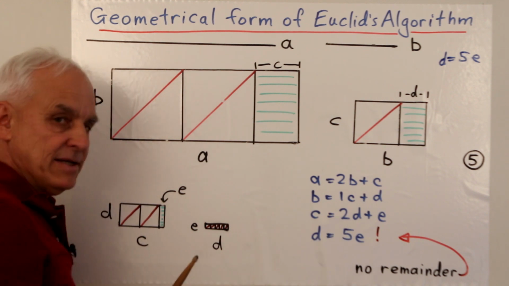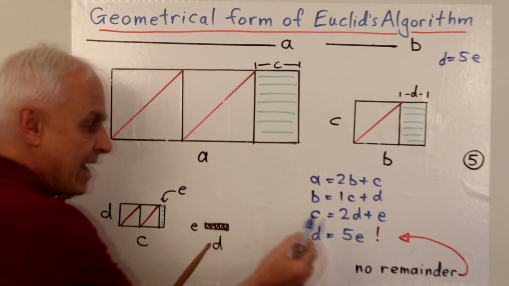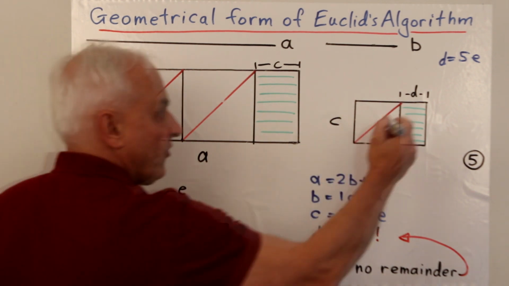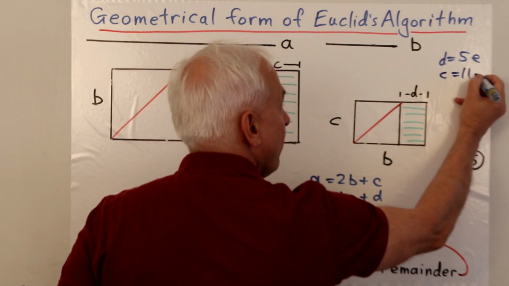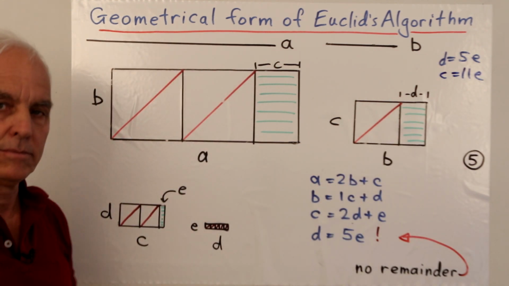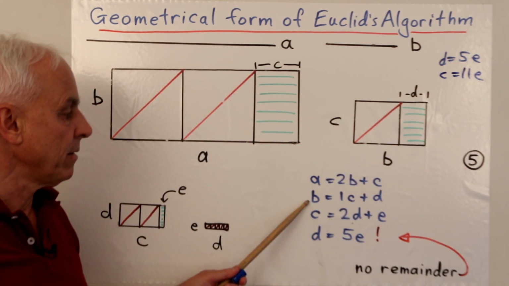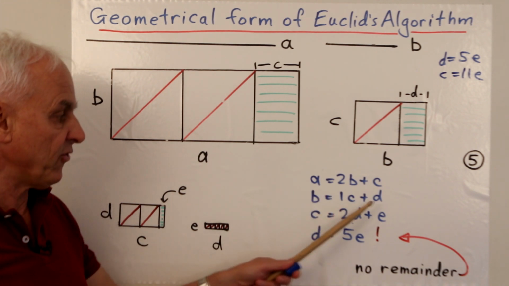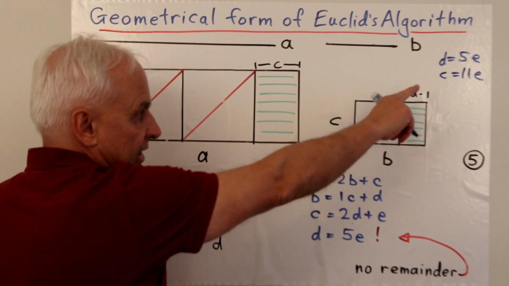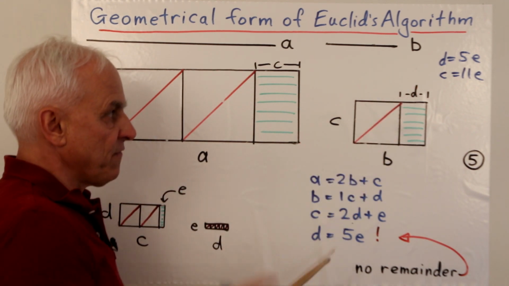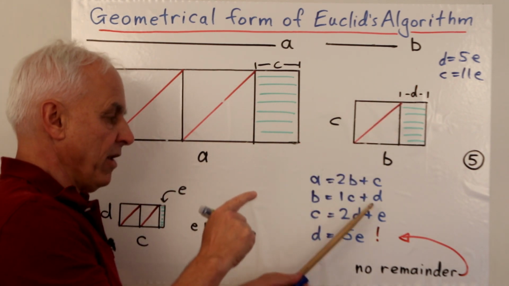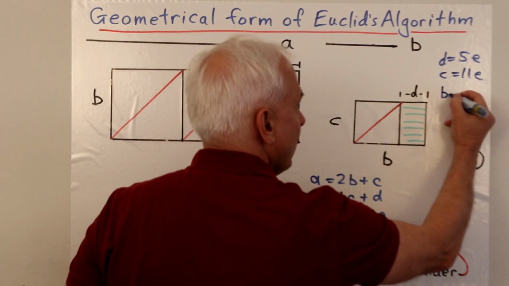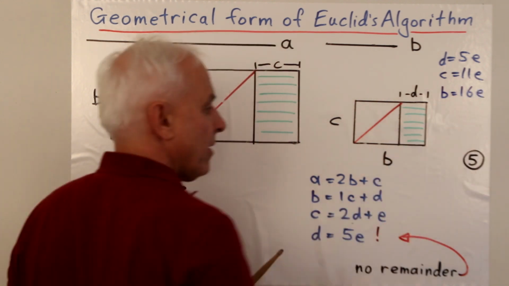D is equal to 5E. So imagine replacing D with 5E there. You're going to get 10E here, plus another E there. So that makes 11E. So C is actually 11 times E. What about B? Well, B is equal to 1 times C plus D. So C is 11E, and D is 5E, so C plus D is 16E. B then is 16E.